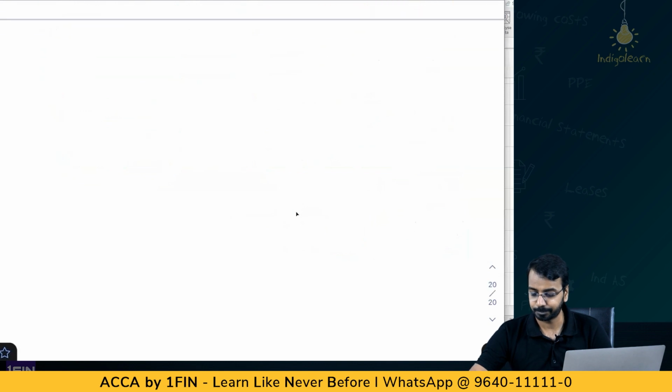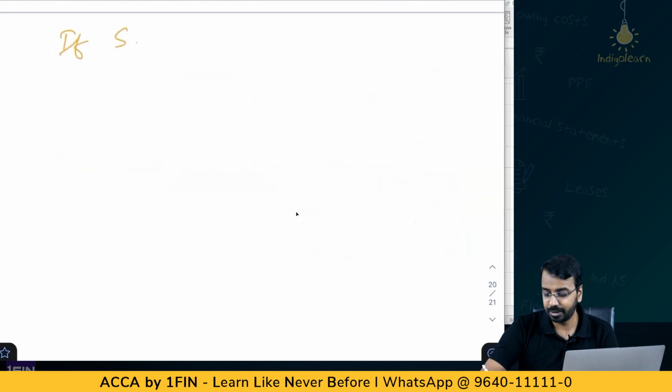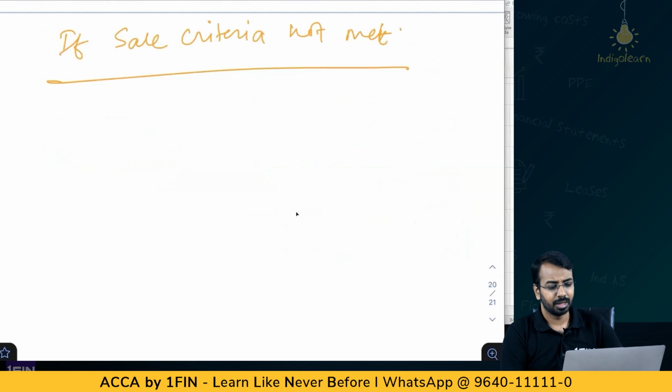But if sale criteria is not met, so now what is the case in which sale criteria is not met? A very simple example. Reliance sold the refinery. The refinery has a useful life of 15 years.